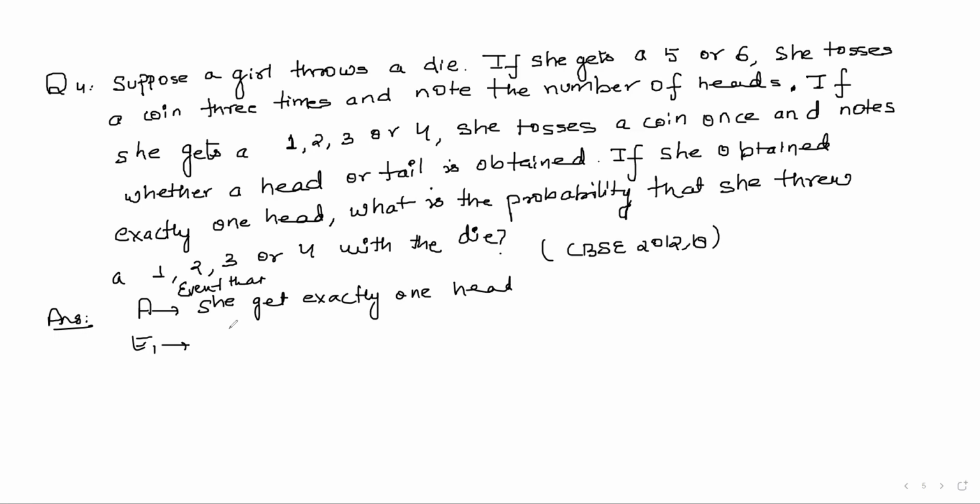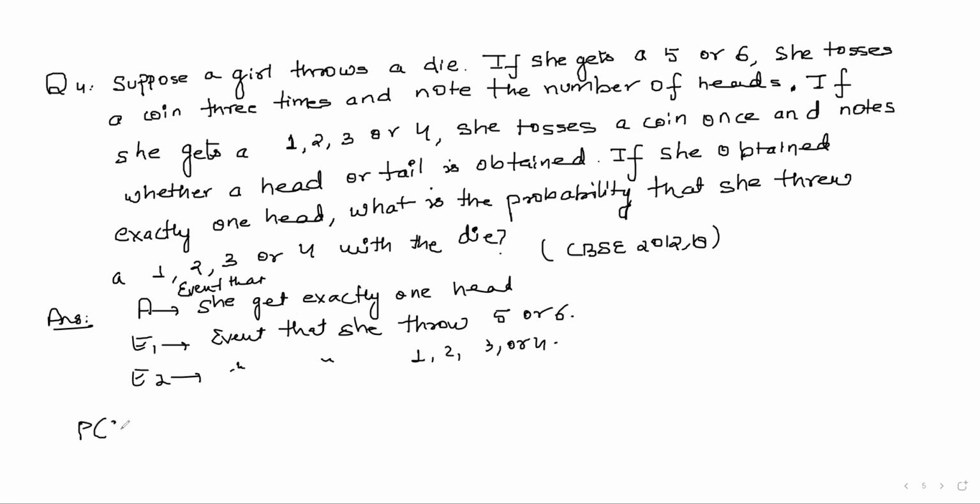What is E1, Nabil? It was a 5 or 6. The event that she threw 5 or 6. Very good. What is E2? She threw 1, 2, 3 or 4. Very, very good. What is P of E1? 2 by 6. Very, very good, Nabil. 2 by 6. What is P of E2? Four by six. Very good.